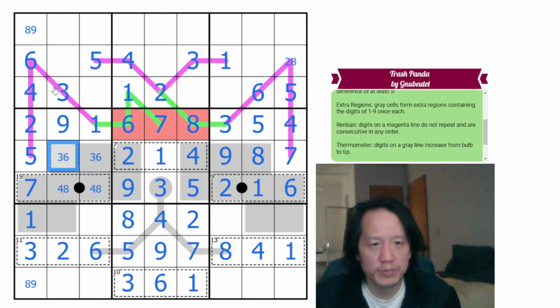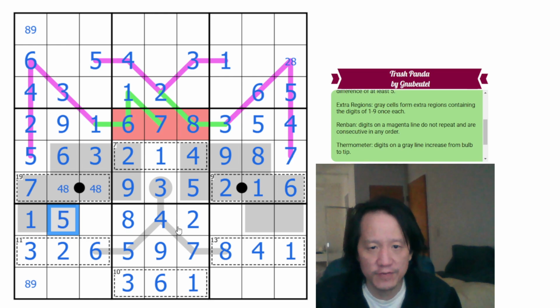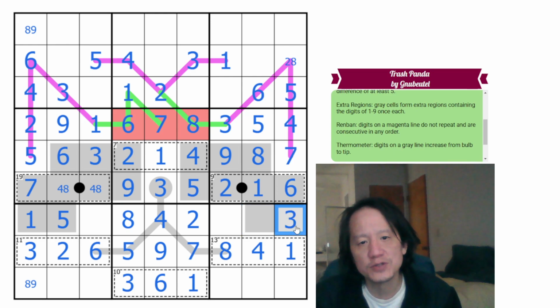This can't be 3 because of this 3, so this must be a 6, which makes that a 3. What's the only digit that's not in this extra region? It's a 5, so therefore this must be 5. What about these two? What are the digits that are not yet in this extra region? It's 3 and 7. This can't be 7, so this is 3.